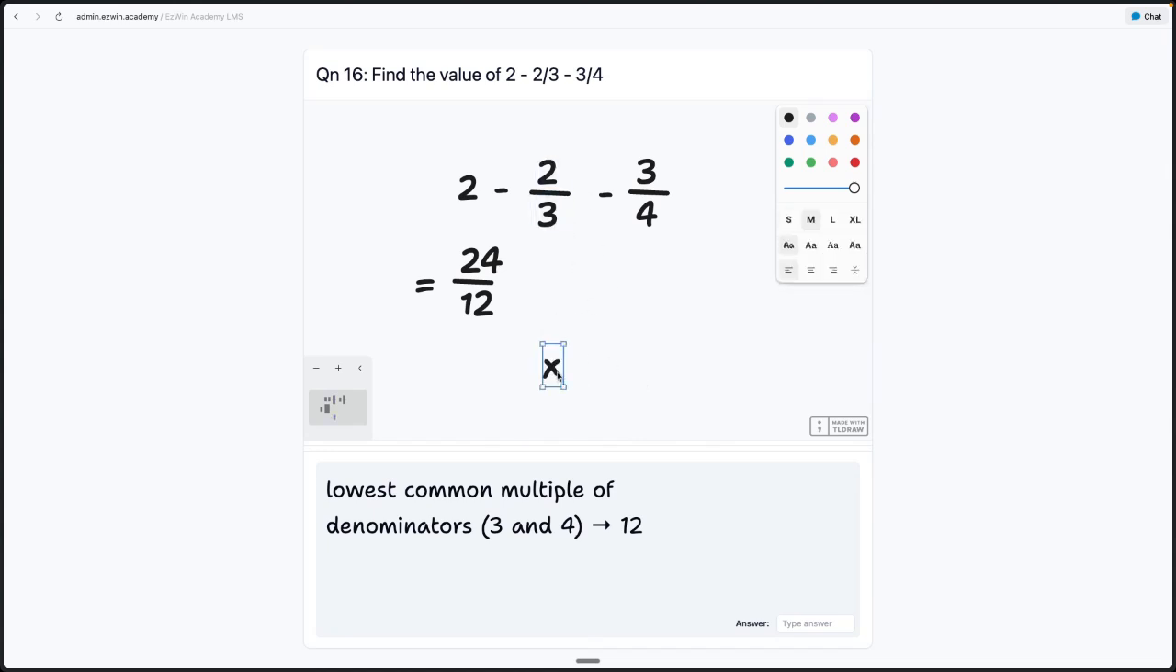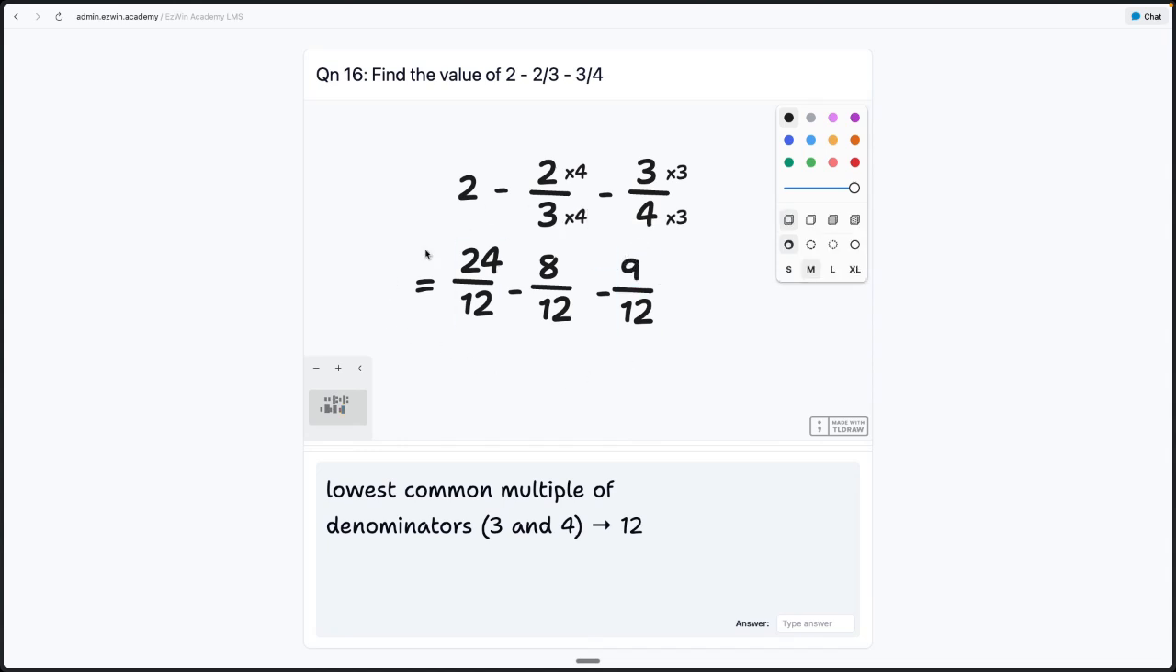About 2/3. If I multiply the denominator by just the other number, so times 4, times 4, this will become 8 out of 12. And then we minus. In this case over here, we multiply this by 3, not 4, 3. So this will be 3 as well, and this will become 9 out of 12.